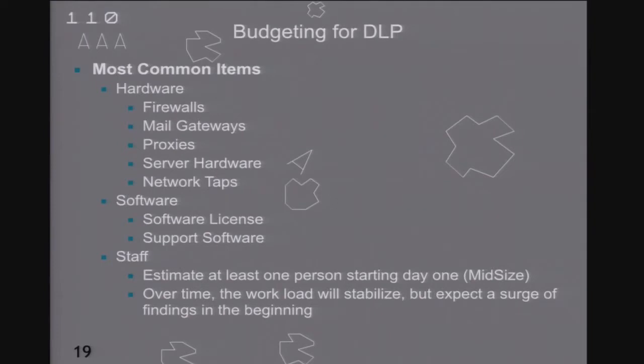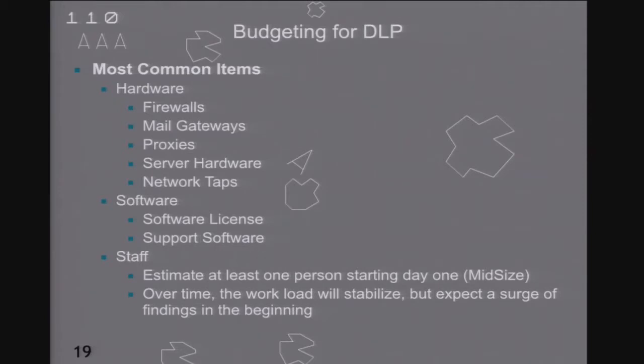So, most common items. Get your hardware. Make sure that you've evaluated your firewall and your proxies if you're doing SSL inspection. Evaluate what's that good blend or the costs. If you don't care about throwing money at it, you could do it all on your firewalls. It depends on which firewall you get. But you're going to probably need mail gateways to actually do some type of ICAP inspection. Server hardware in general, network taps.